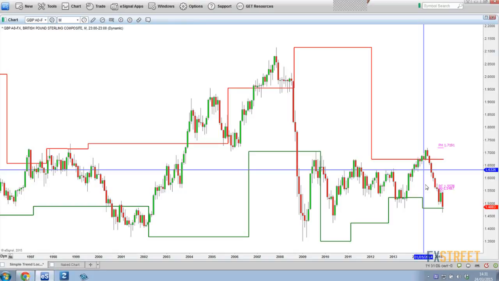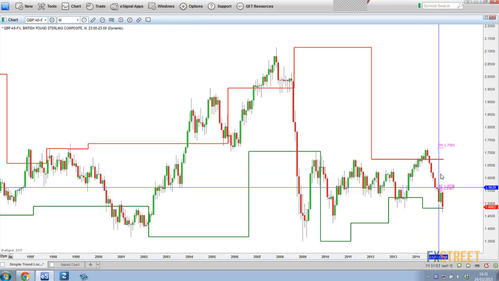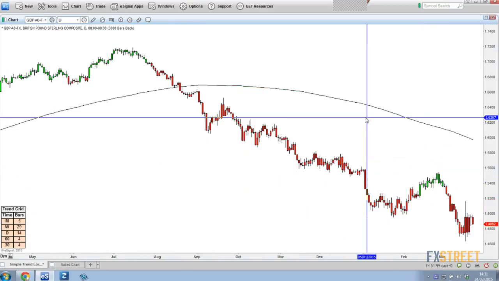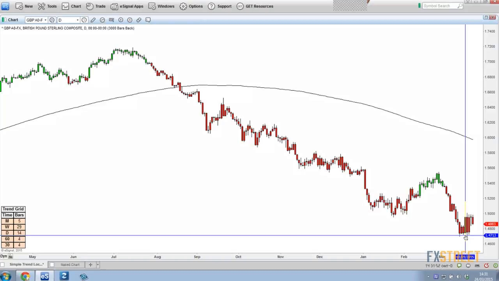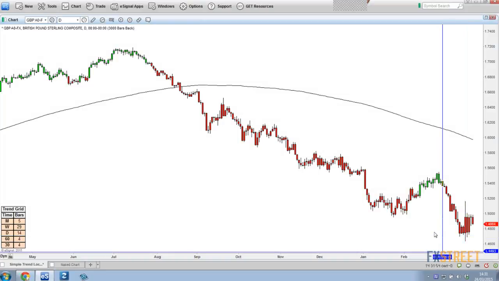Okay, so if we go to the weekly time frame, we're trading below the weekly 200 moving average, and we've got the red trend filter. If we go to the daily time frame, we're trading below the daily 200 moving average, and we've got the red trend filter in play. I'm not involved in this. I'm waiting for price to weaken further before looking to get involved. If price breaks below this pivot, then this will start looking interesting.